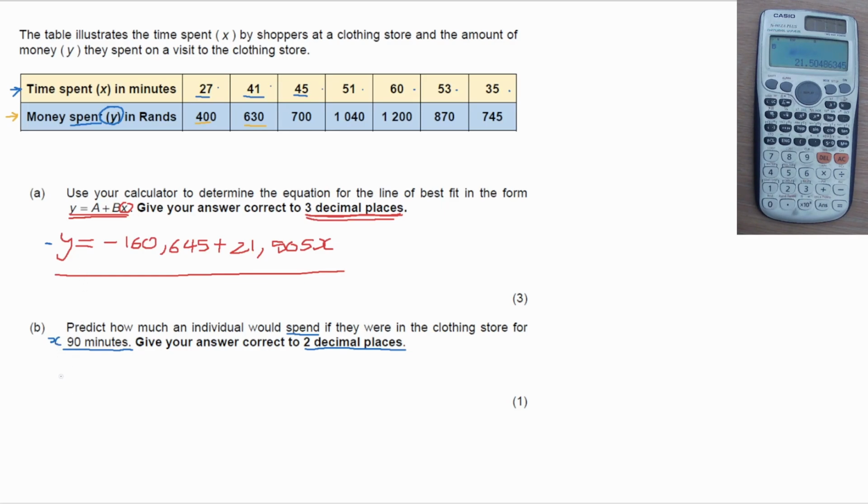Okay, so what we're going to have is Y is equal to minus 160,645 plus 21,505. And then now with this X, they said this was our time spent, 90 minutes. So I'm just going to plug in 90 over here and just double check. This time is given in minutes, so the time we put in also has to be in minutes, and they have given us minutes. So we're all good over there.